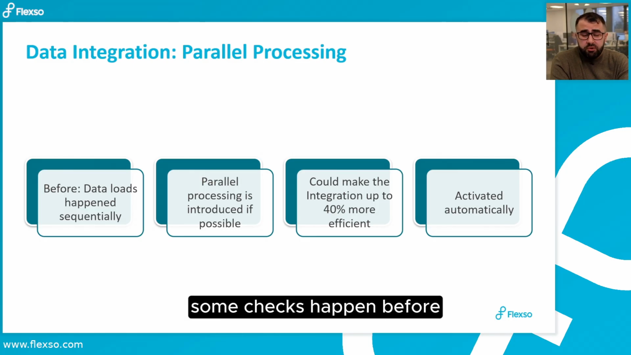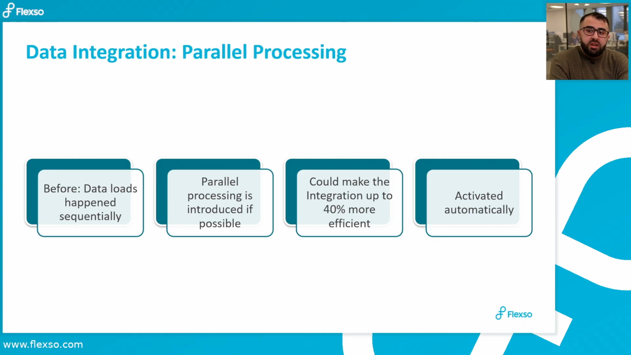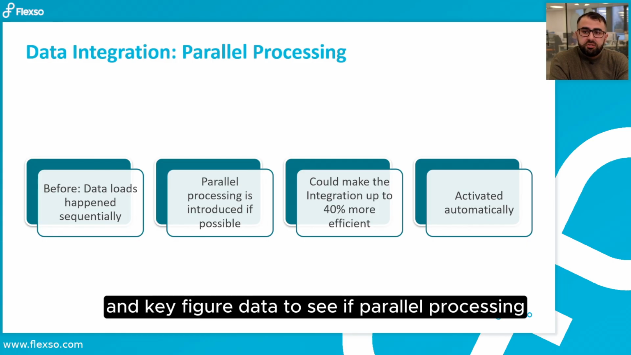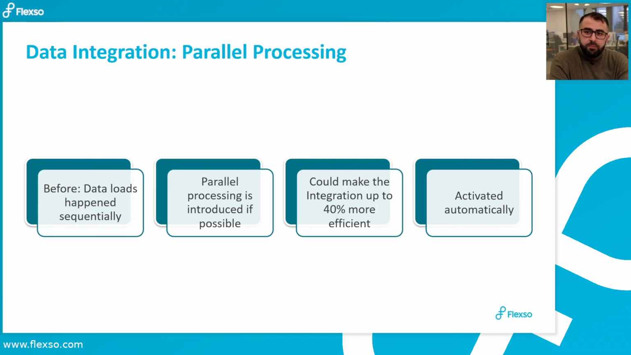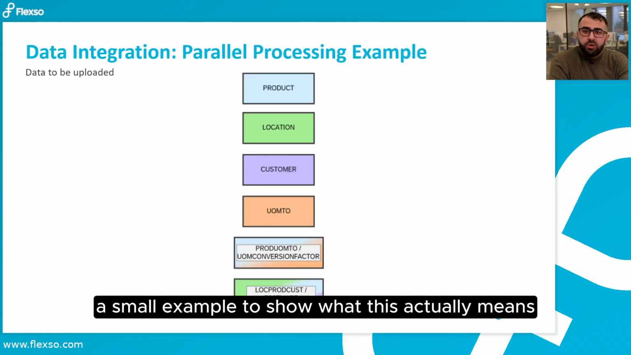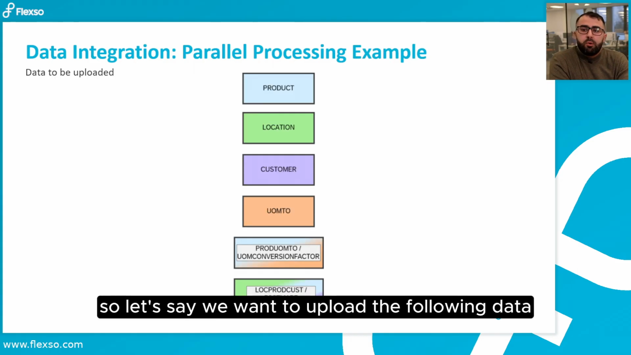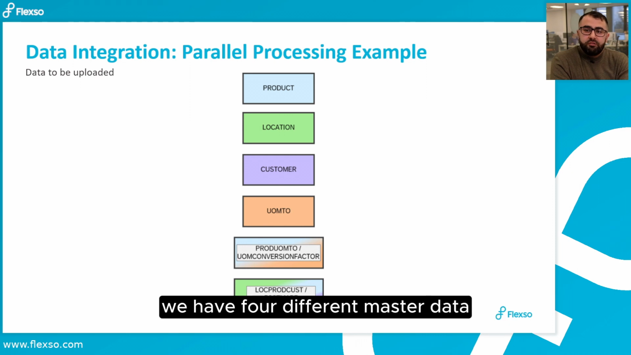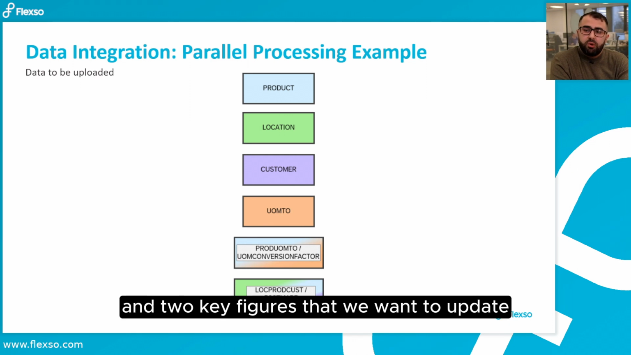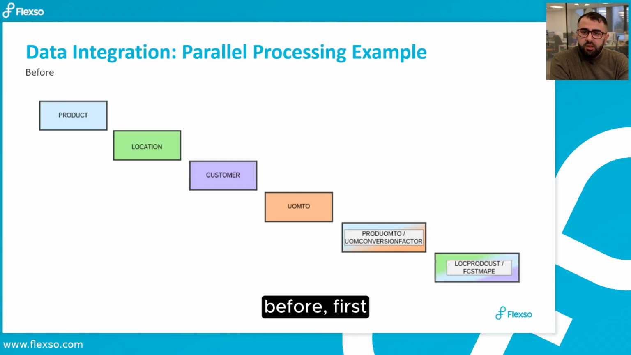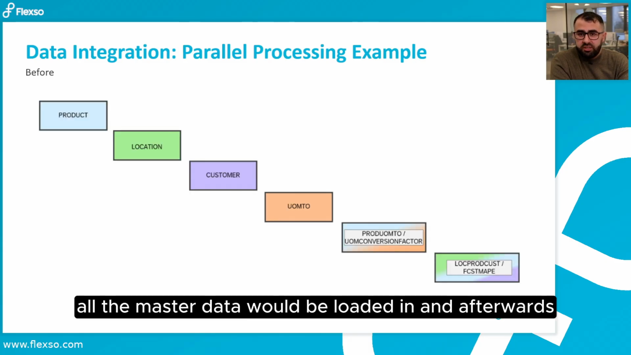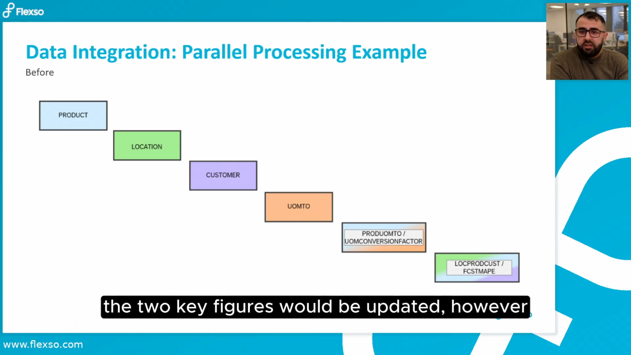Also, some checks happen before introducing parallel processing. It will check time periods, master data, and key figure data to see if parallel processing is possible. Now a small example to show what this actually means. Let's say we want to upload the following data. We have 4 different master data types that we want to update and 2 key figures that we want to update. First all the master data would be loaded in, and afterwards the 2 key figures would be updated.